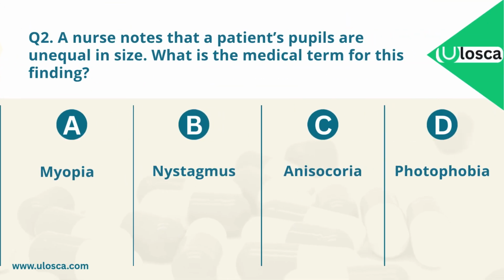Question 2. A nurse notes that a patient's pupils are unequal in size. What is the medical term for this finding? A. Myopia. B. Nystagmus. C. Anisocoria. D. Photophobia. Which one is the correct answer?